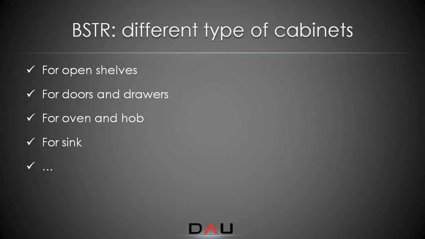Let's concentrate on the variants for the type of structure. Actually, we arranged that the rule will manage differently the open bases, bases with doors and drawers, bases for hubs and tops, for hubs and ovens, and bases for the sink. We could then expand based on the need for other kinds of structures.